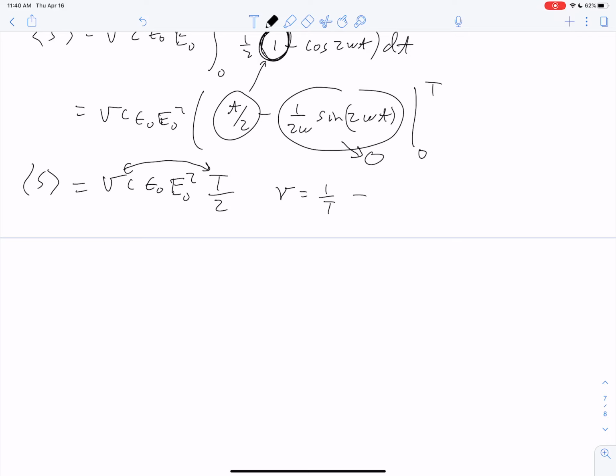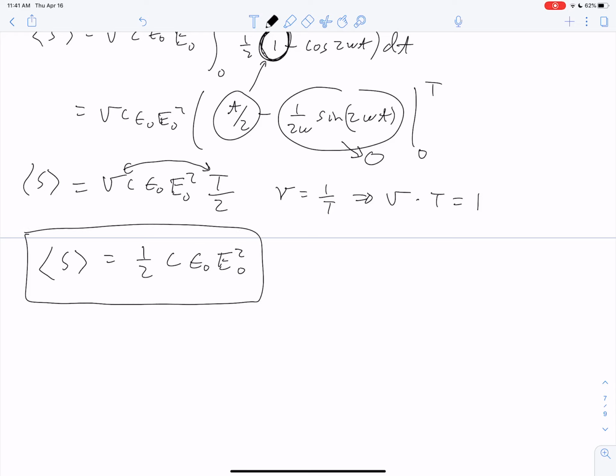So if I have nu times t equals 1, then these cancel, and I see that the average power is equal to 1/2 times c epsilon naught E naught squared. So that's the average power that I absorb. And to get the average, this is the new factor. So the average power gets me that 1/2.